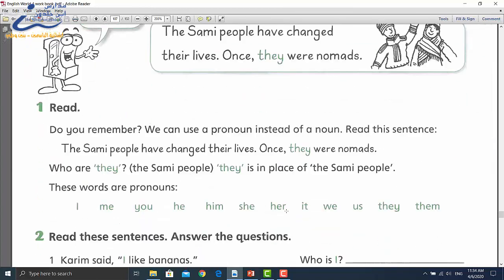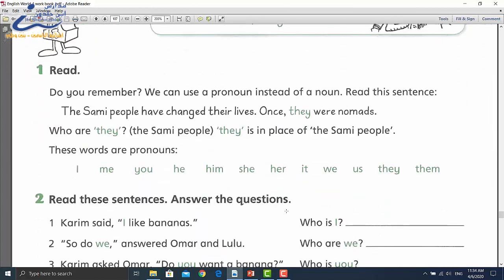Let's move to page 107. Do you remember? We can use a pronoun instead of a noun. Read this sentence. The Sami people have changed their lives. Once, they. Instead of saying the Sami people again, we may use they. They were nomads. Who are they? They refers to the Sami people. These words are pronouns. I, me, you, he, him, she, her, it, we, us, they, them.